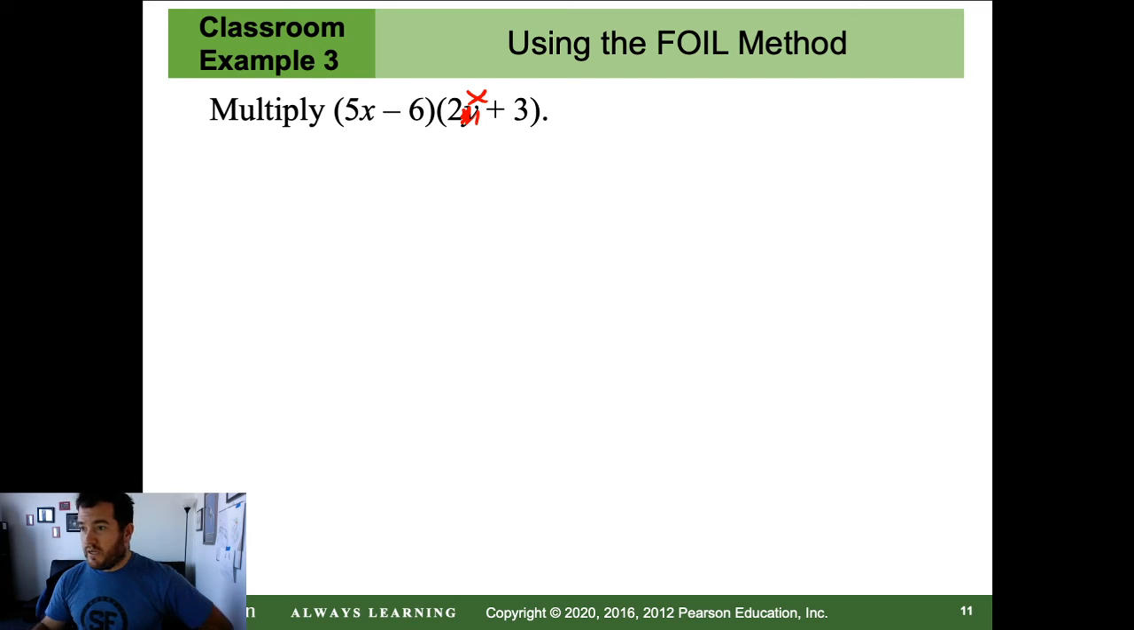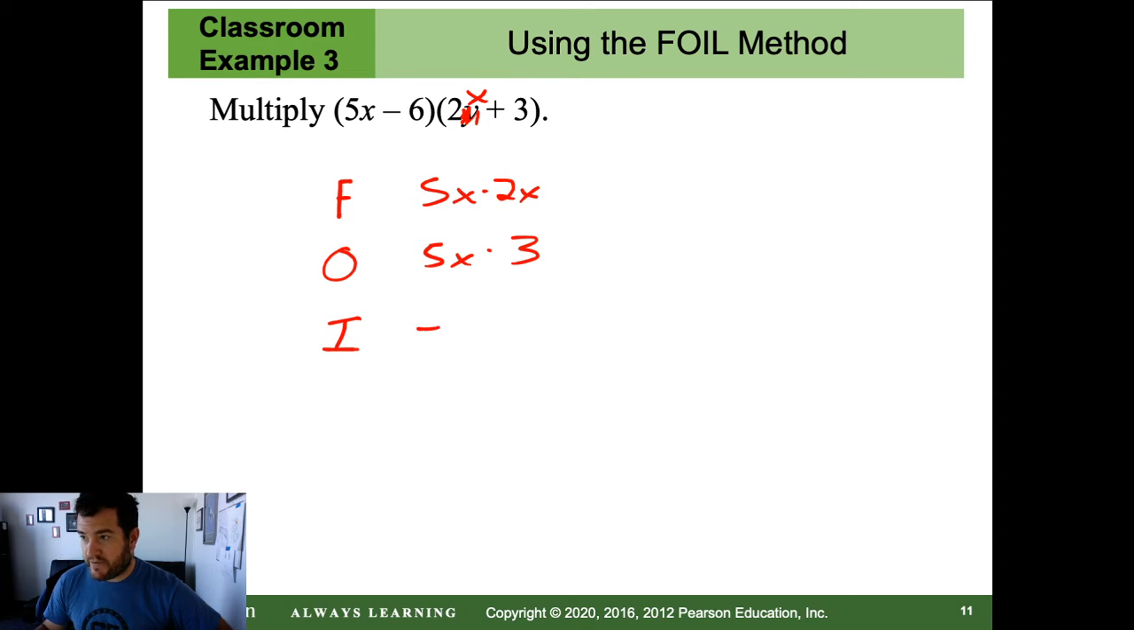Okay, so I'm going to have to do this one. The firsts, I think, are going to be 5x times 2x. The outsides are going to be 5x times 3. The insides are going to be negative 6 times 2x. And the last are going to be negative 6 times 3.